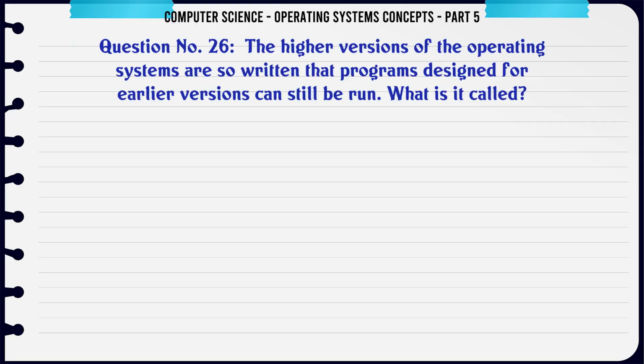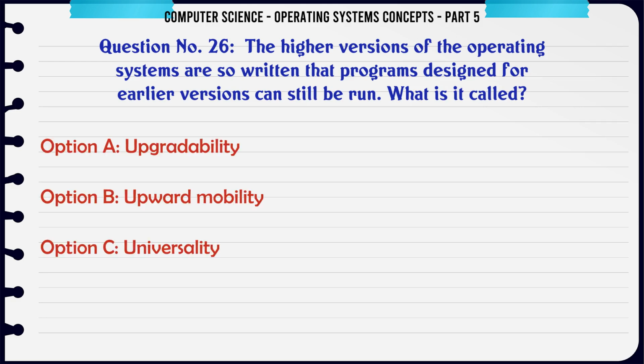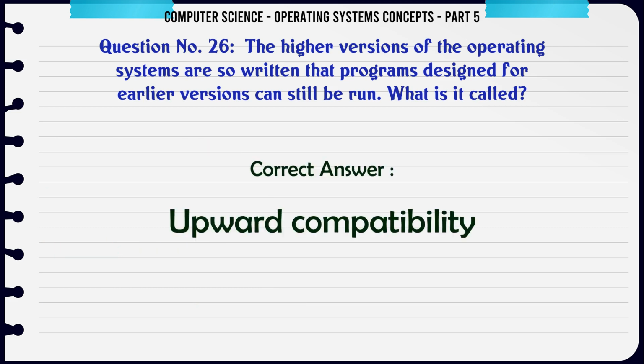The higher versions of the operating systems are so written that programs designed for earlier versions can still be run. What is it called? A. Upgradability. B. Upward mobility. C. Universality. D. Upward compatibility. The correct answer is upward compatibility.